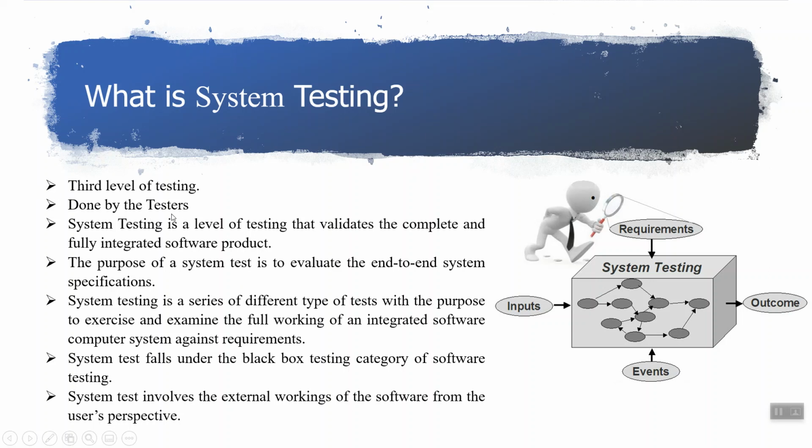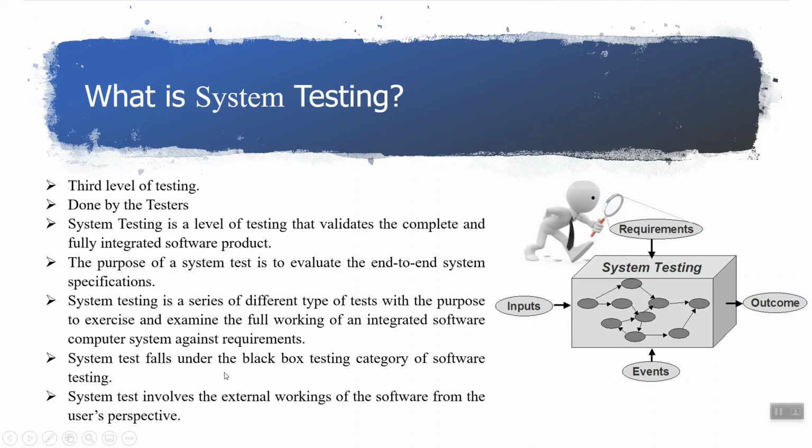It is done by the testers only, and it is also called end-to-end testing. System testing is a level of testing that validates the complete and fully integrated software product. The purpose of system testing is to evaluate the end-to-end system specification. System testing is a series of different types of tests with the purpose to exercise and examine the full working of an integrated software computer system against the requirements.